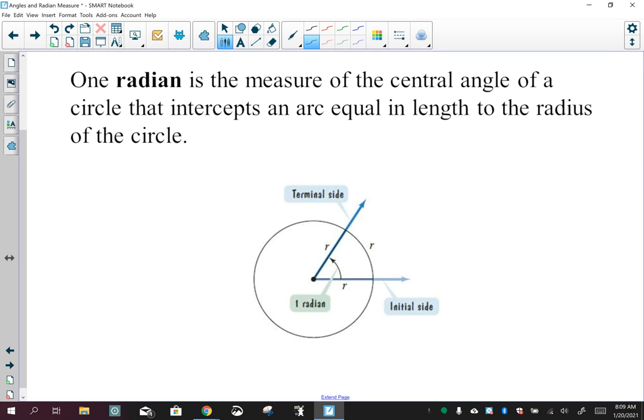So 1 full radian, what it's saying is that your terminal side and your initial side and the length of the arc are all the same thing. They all equal 1. So in terms of a radian, they're saying that when your radius is the same length as your arc, that is actually what a radian looks like. So that's when you're looking at this central angle being 1 radian.